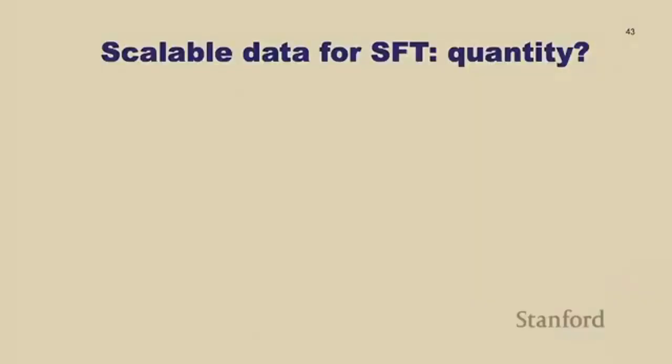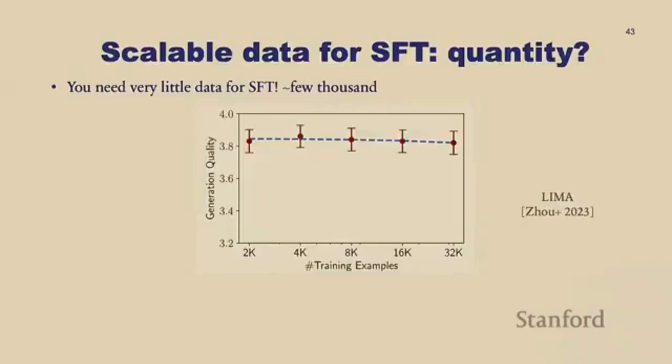Quantity of data. So we talked about what type of data and how we collect it. One thing which is surprising with SFT is that you don't need that much data. So what this paper showed, this is called Lima, is that if you scale the amount of data that you use for supervised fine-tuning from 2,000 to 32,000, it really doesn't help much. So here, scaling laws definitely don't help.